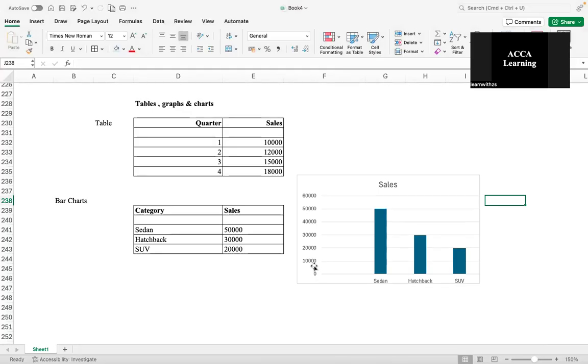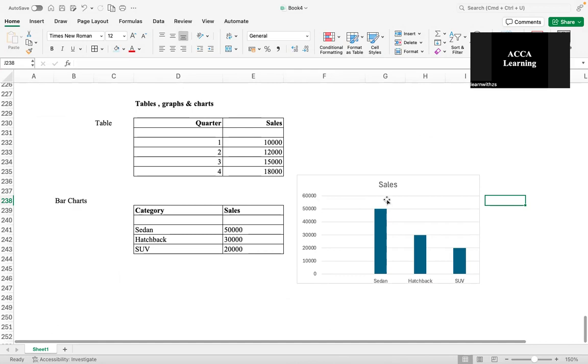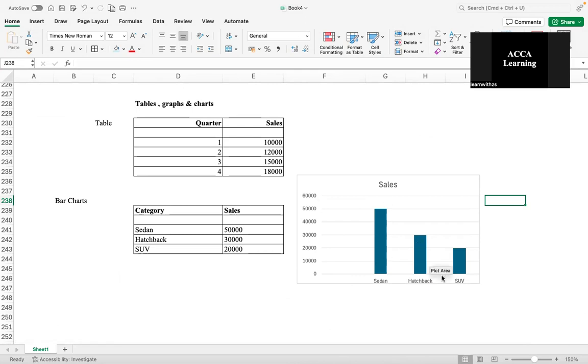So we were looking at bar charts. As you can see, this x-axis has your categories, the y-axis has your sales numbers, and this is known as a simple bar chart. How would you define a bar chart? A bar chart is a type of graph that uses bars. These are known as bars. Each bar represents a category, and the height of the bar will represent the values. And we have an example here.